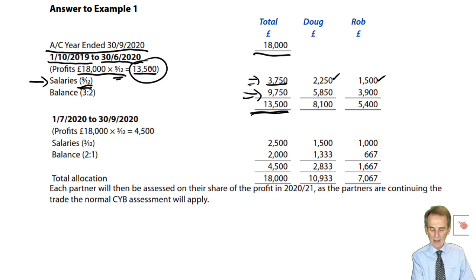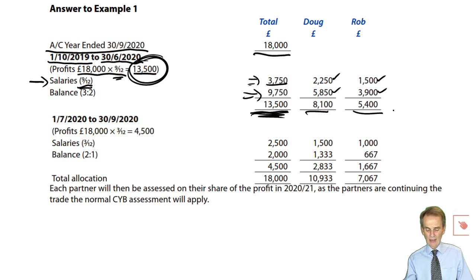9,750. So we come back to that £13,500 figure you see there. How is it to be split? 3-2 was the old PSR. Well, get your calculators out and get your figures sorted. 3/5 and 2/5 respectively. Hopefully that will equal 5,850 to Doug and the remaining £3,900 to Rob. Add up what each has so far: 8,100 plus 5,400. Add those two together. Does that come to £13,500? Yes, it does. Just check your numbers.